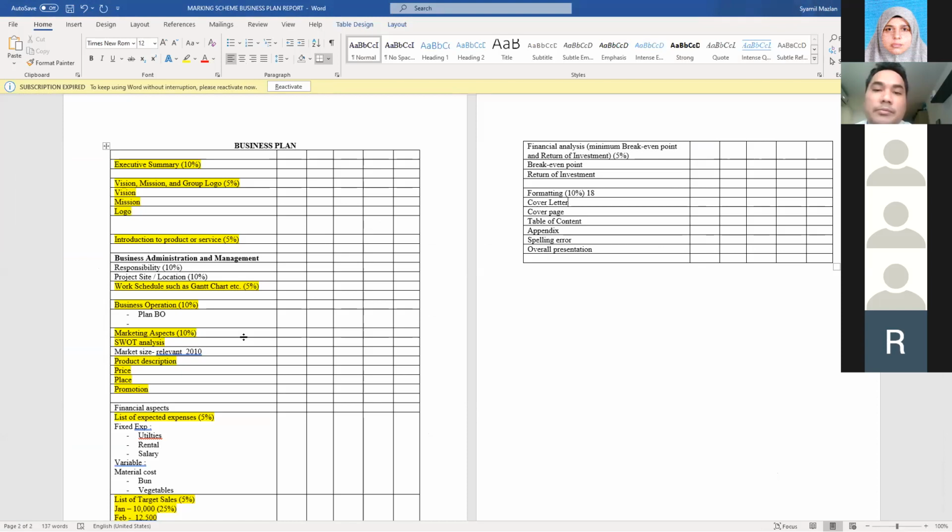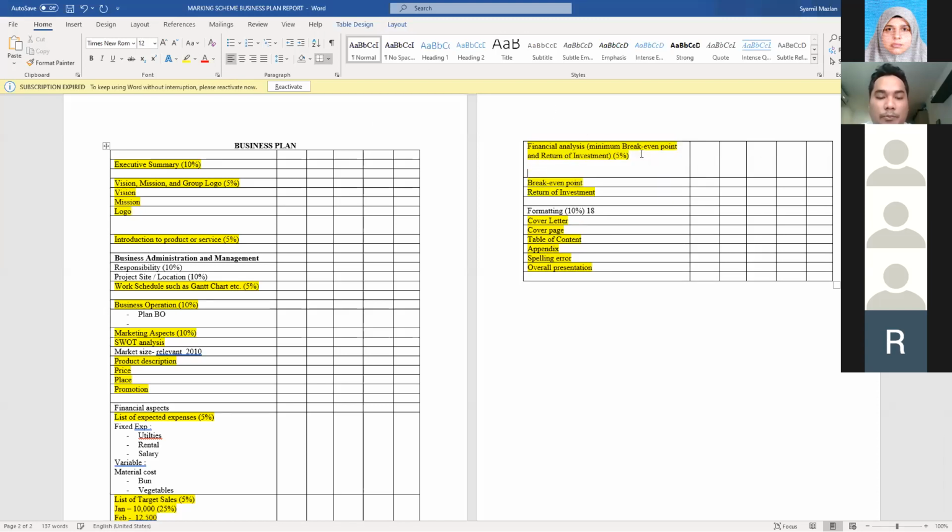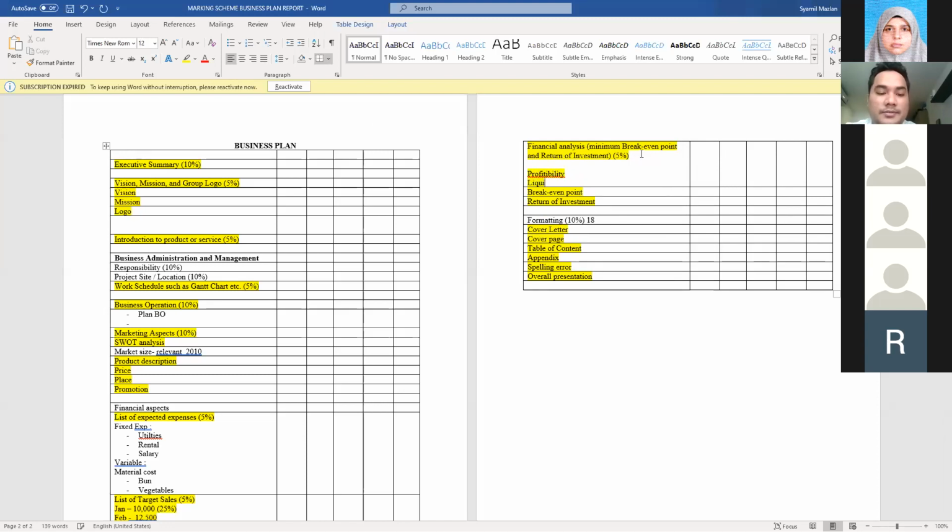Okay, formatting, cover page, table of contents, appendix, spelling errors, overall presentation. I think this is down to your own soft skills, so I don't need to stress on this kind of thing. I think I have covered this part. Maybe in the financial analysis, you can put in profitability and liquidity ratios. It will make your business proposal more beautiful.